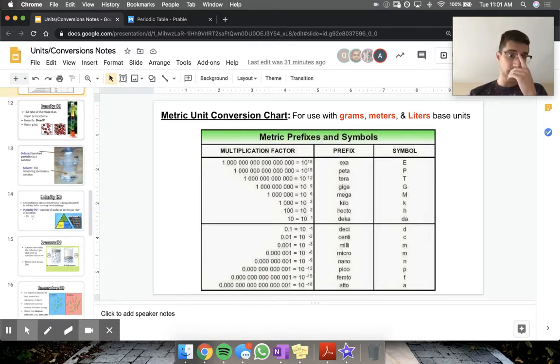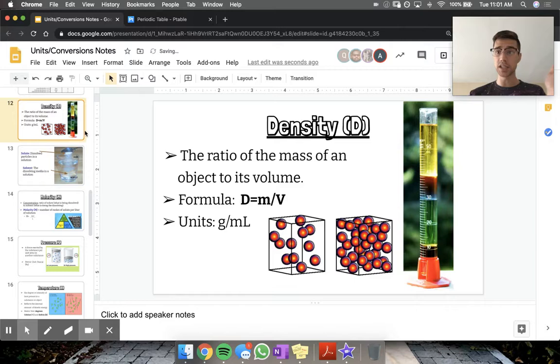Moving on to the last few slides, density. What is density? Density is the ratio of the mass of an object to its volume. Hopefully you know the formula. Density equals mass over volume. So it's really how much stuff do you have in a given space.